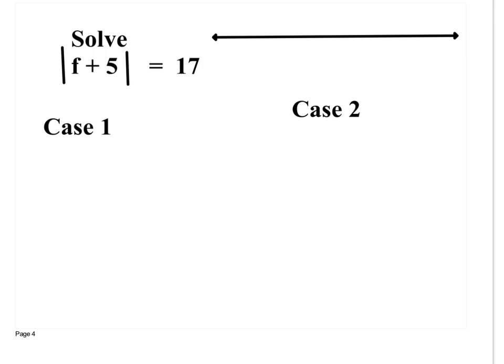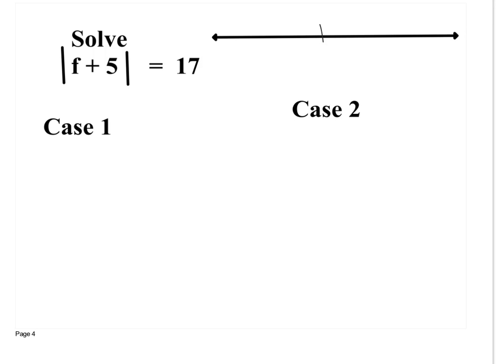All right, you're going to solve. This is solving the equation. This is what it's going to look like. This is what your homework's going to look like. It says the absolute value of f plus 5 equals 17. So what this is saying is, when you add 5 to f, it is 17 spaces away from 0 on a number line. So what we're trying to find is, what does f mean? How far is f away from 0 on a number line?